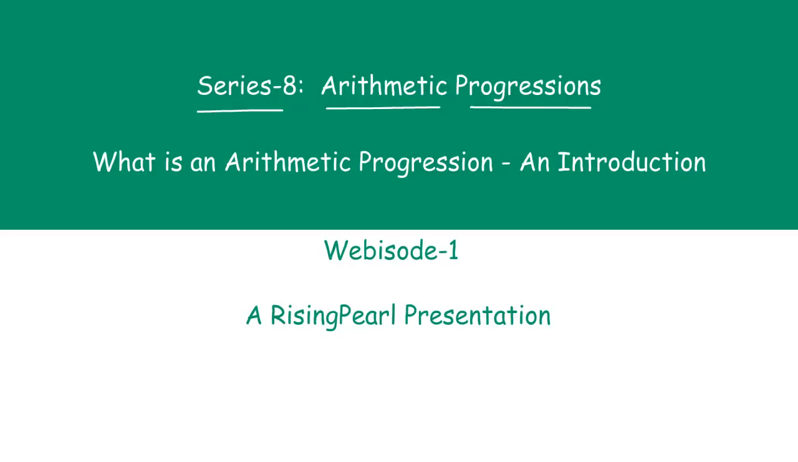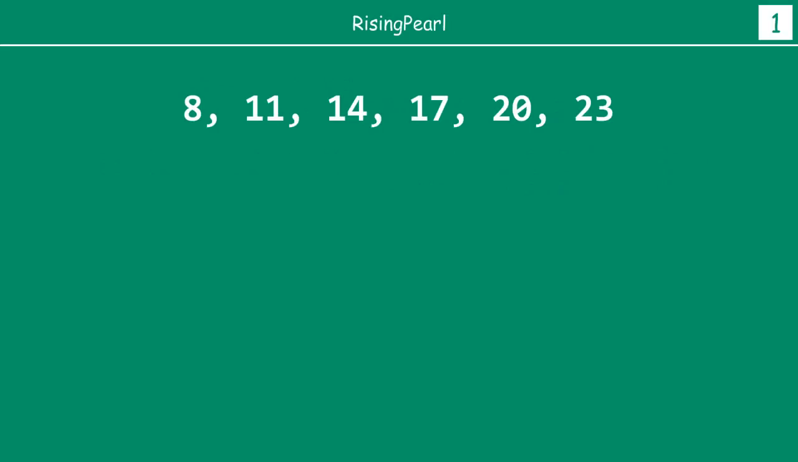This is a brand new topic for us and we will take some time to understand step by step what is meant by arithmetic progression, and this is our first webisode. So this is an introductory webisode on arithmetic progressions. Now let's take a look at this set of numbers: 8, 11, 14, 17, 20, 23.